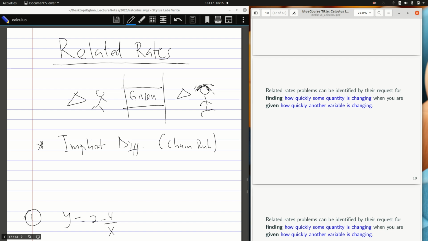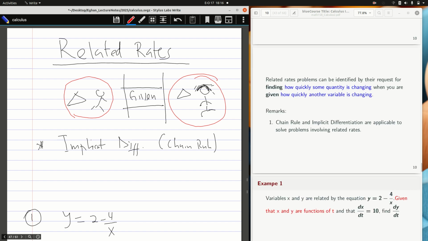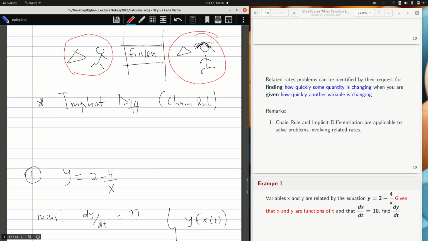And let me change the pen as usual. The rate at which this is changing, given that this is already changing, is the concept of related rates. Again, because we are going to use implicit differentiation, our chain rule will come in handy. Let's not forget about that. Let's take a quick example.